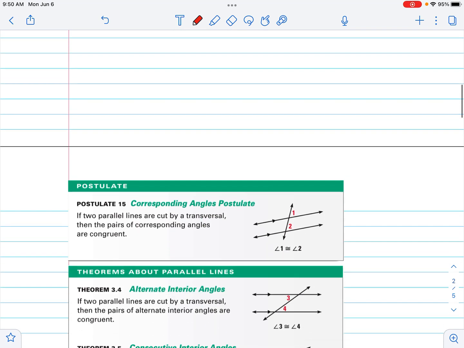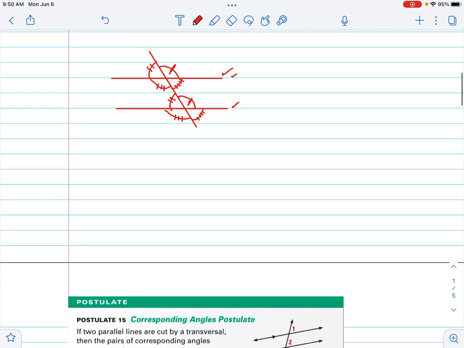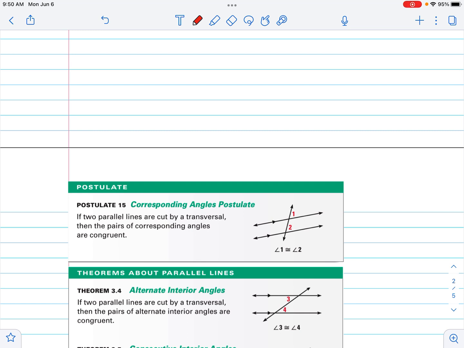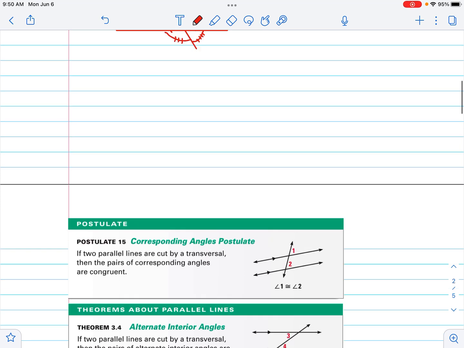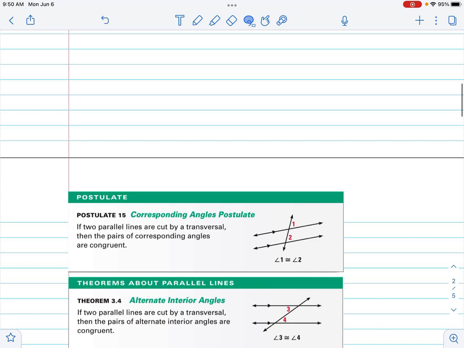Now there is a postulate down here. If two parallel lines are cut by a transversal, then the pairs of corresponding angles are congruent. And that's what we just talked about. The pairs of corresponding angles are going to be congruent. It has to be the case, because remember, I said I could just move this line down, and nothing's changed about the angles, right? So we call that the corresponding angles postulate.